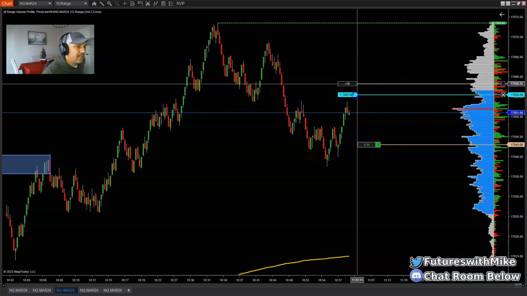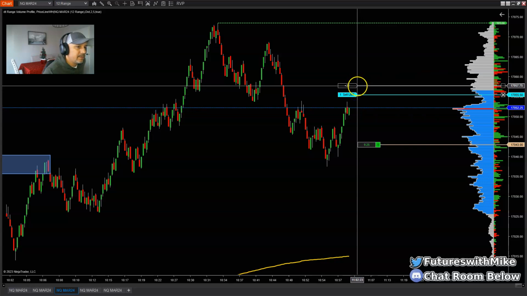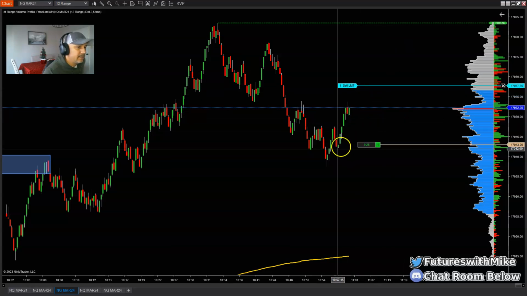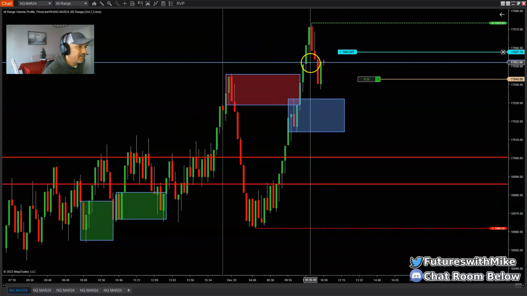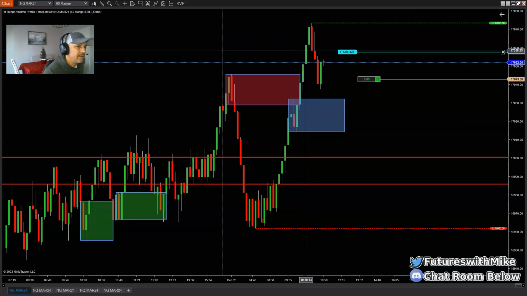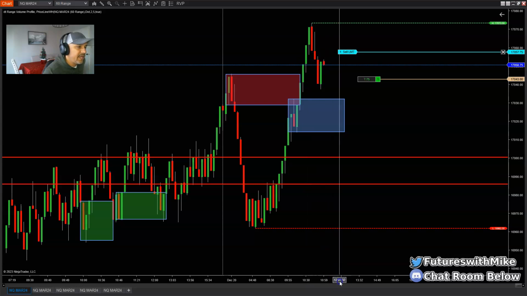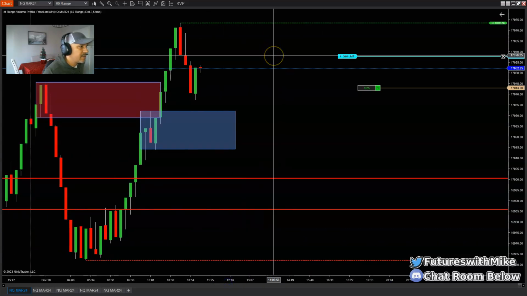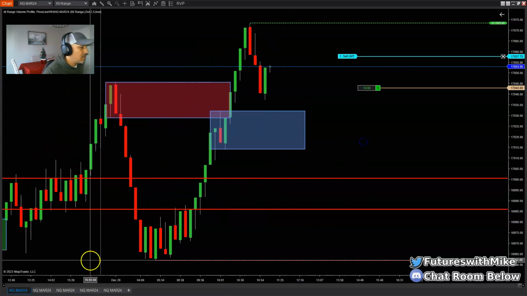I want to put my last contract somewhere around this area right here, and I'm trying to feel these imbalances going back to the upside. So right here around 57.5, 58 is where I have that last contract resting. And I'm going to hold it there.